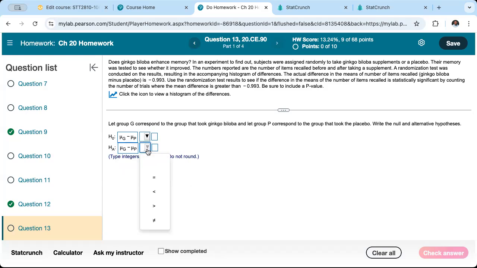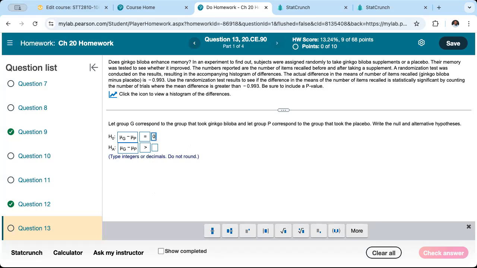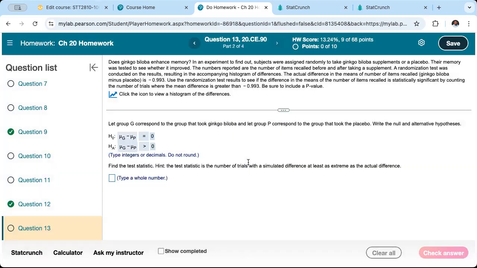So now let me ask you here, what do you think the sign would be here and why? So the alternative, I've clicked on the alternative. So let's do the null first. Does it enhance memory? Maybe no. So it's equal to. Is that okay? What do you think the alternative would be and why? Good. And so 0, 0. Do you all understand this one?